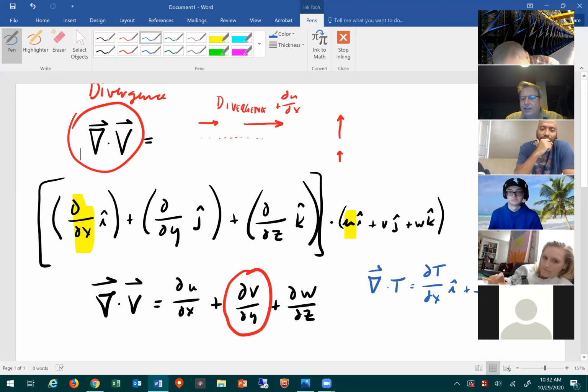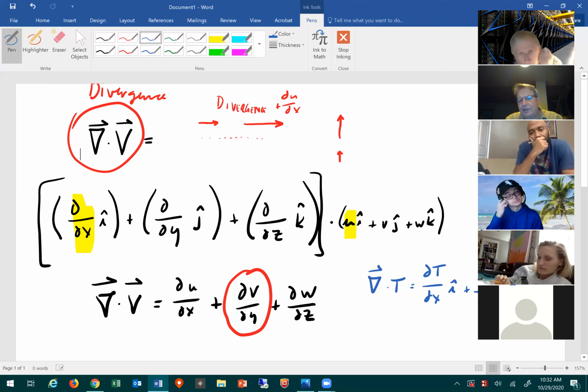So do you agree that if I have an isotherm here that's 70, and I have an isotherm here, let's say every 5, positive dT/dx would be what? Would this be 75 or 65?